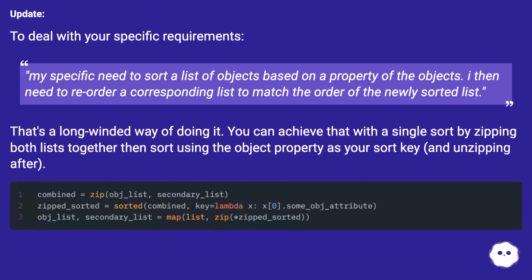Update, to deal with your specific requirements. My specific need is to sort a list of objects based on a property of the objects. I then need to reorder a corresponding list to match the order of the newly sorted list. That's a long-winded way of doing it.